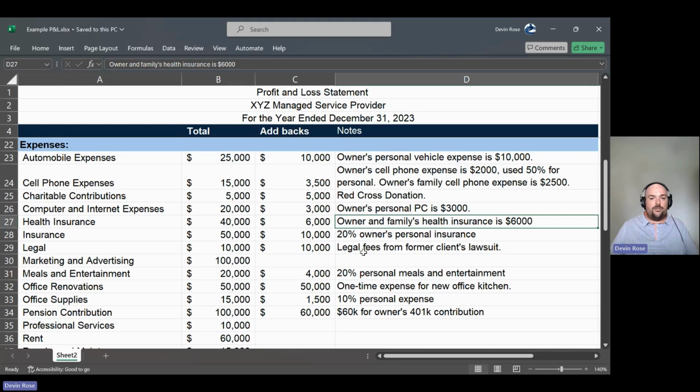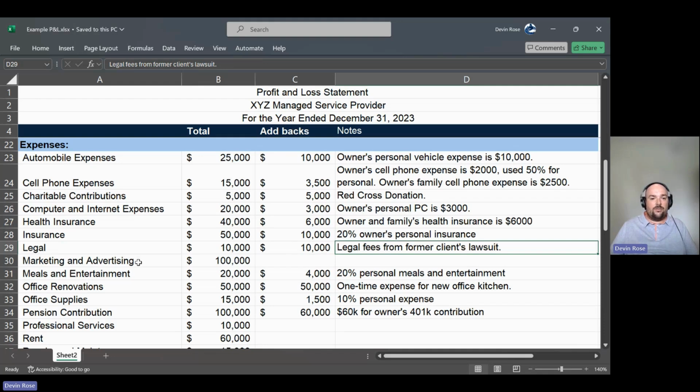For insurance, we have 20% of this 50,000 is the owner's personal insurance. So that's 10,000 that we're adding back. We have a $10,000 legal expense, which is legal fees from a former client's lawsuit. So that would be a one-time expense, so we can add that back in its entirety.